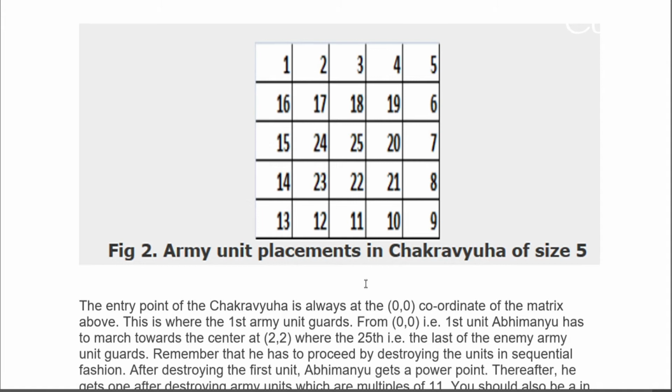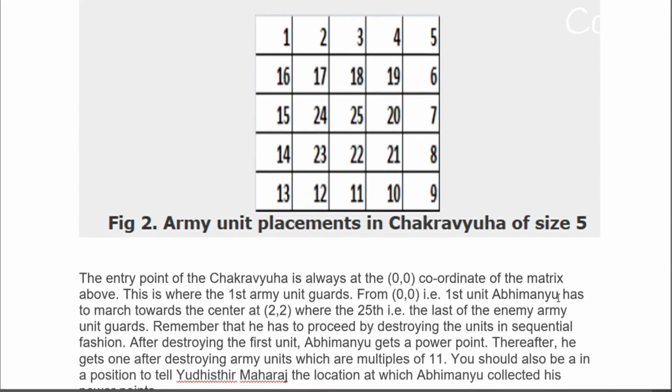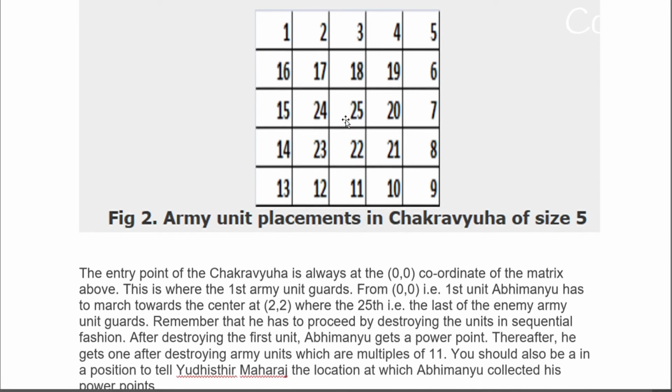The entry point of the Chakravyuh is always at 0 comma 0, which means Abhimanyu will always start from this 1, which is the entry point. The first unit Abhimanyu has to march towards is the 25th enemy, located at 2 comma 2. But he cannot go directly like 1, 17, 25. He has to follow the pattern. He has to go sequentially, first moving from 1 to 2, 3, 4, then 5. By the way, you have to just follow the path in which they have written these numbers.